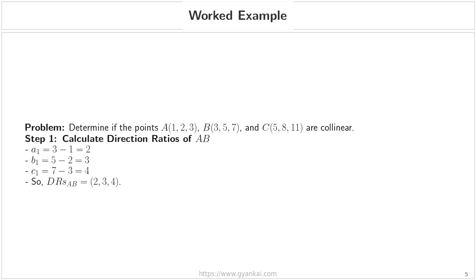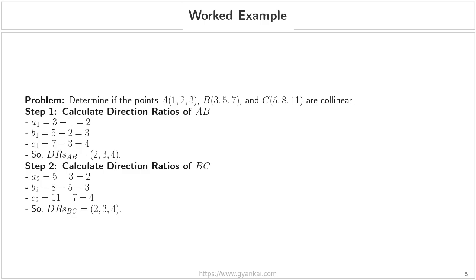First, following the procedure we just discussed, we need to find the direction ratios for the line segment AB. To do this, we subtract the coordinates of A from B for the x component. 3 minus 1 gives us 2. For the y component, 5 minus 2 gives us 3. And for the z component, 7 minus 3 gives us 4. So our direction ratios for AB are 2, 3, 4.